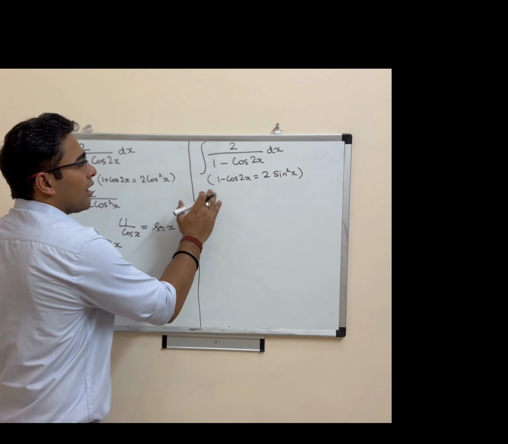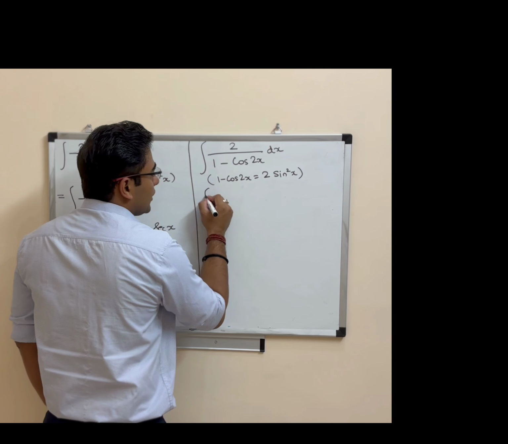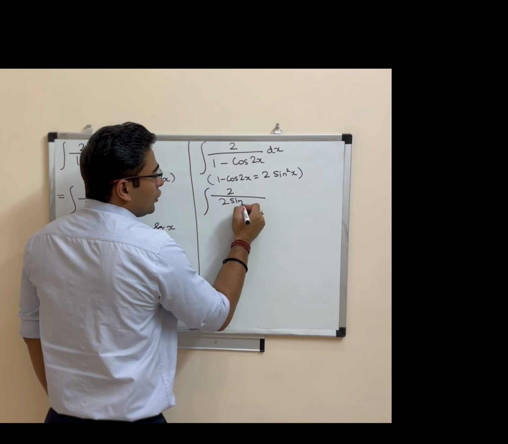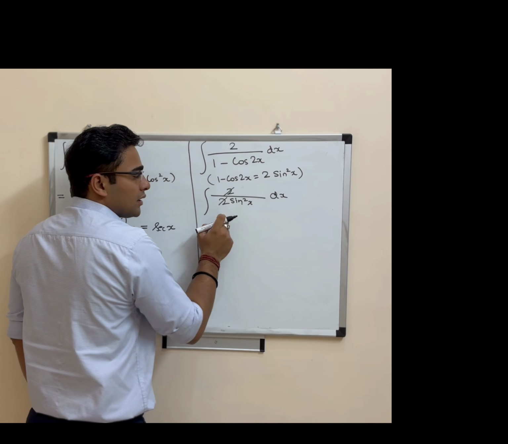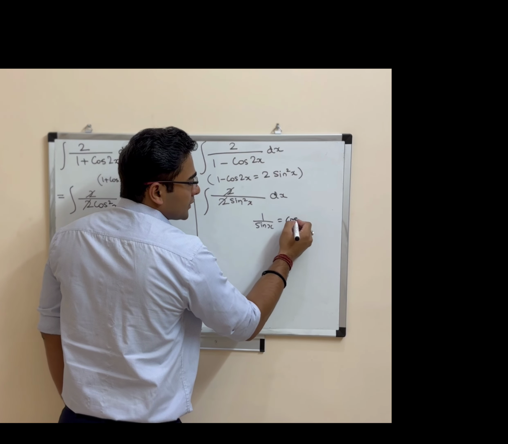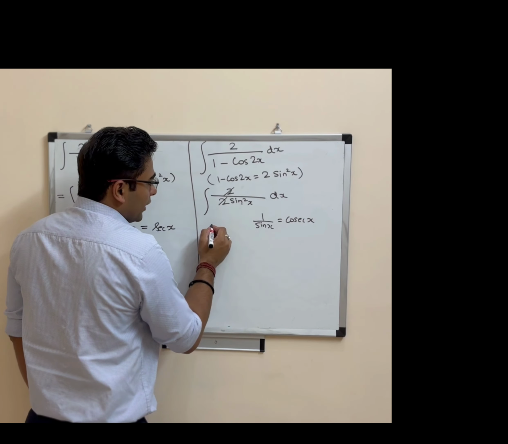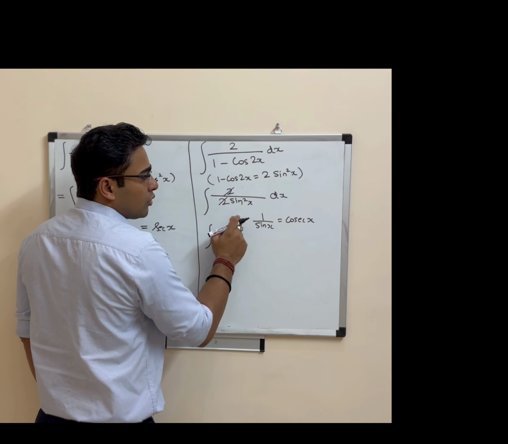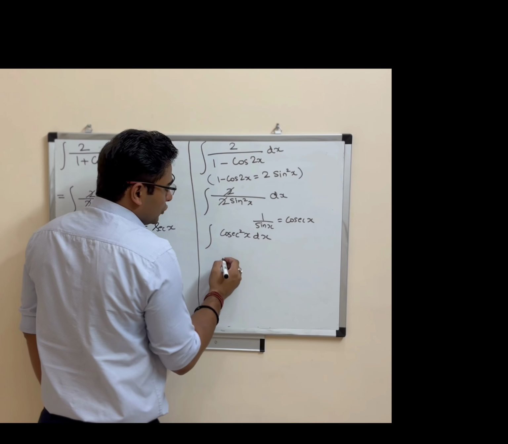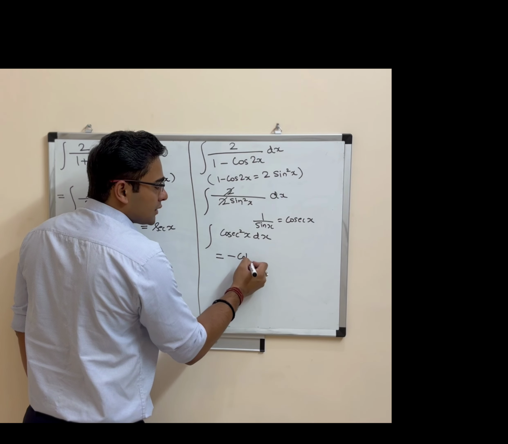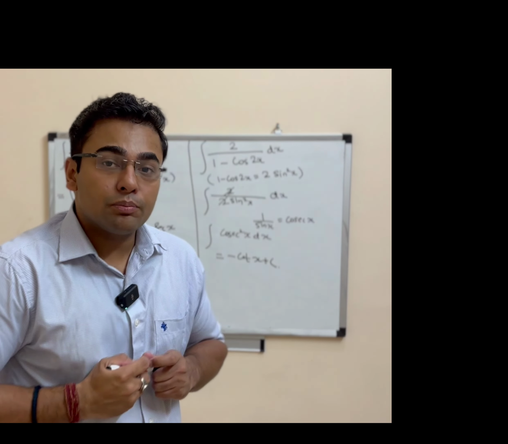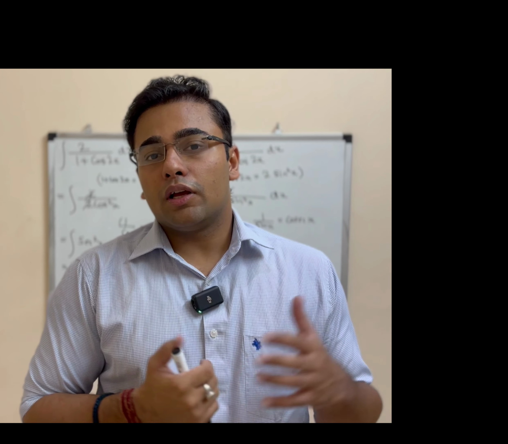Now we will try to understand the other question. The integral of 2 upon 1 minus cos 2x is 2 upon 2 sin square x, so the 2 would cancel out. You know that 1 upon sin x is cosec x, so 1 upon sin square x turns out to be cosec square x. So you will get the integral of cosec square x dx, which would be nothing but minus cot x plus c. This is how you need to apply these properties to solve problems of integration.